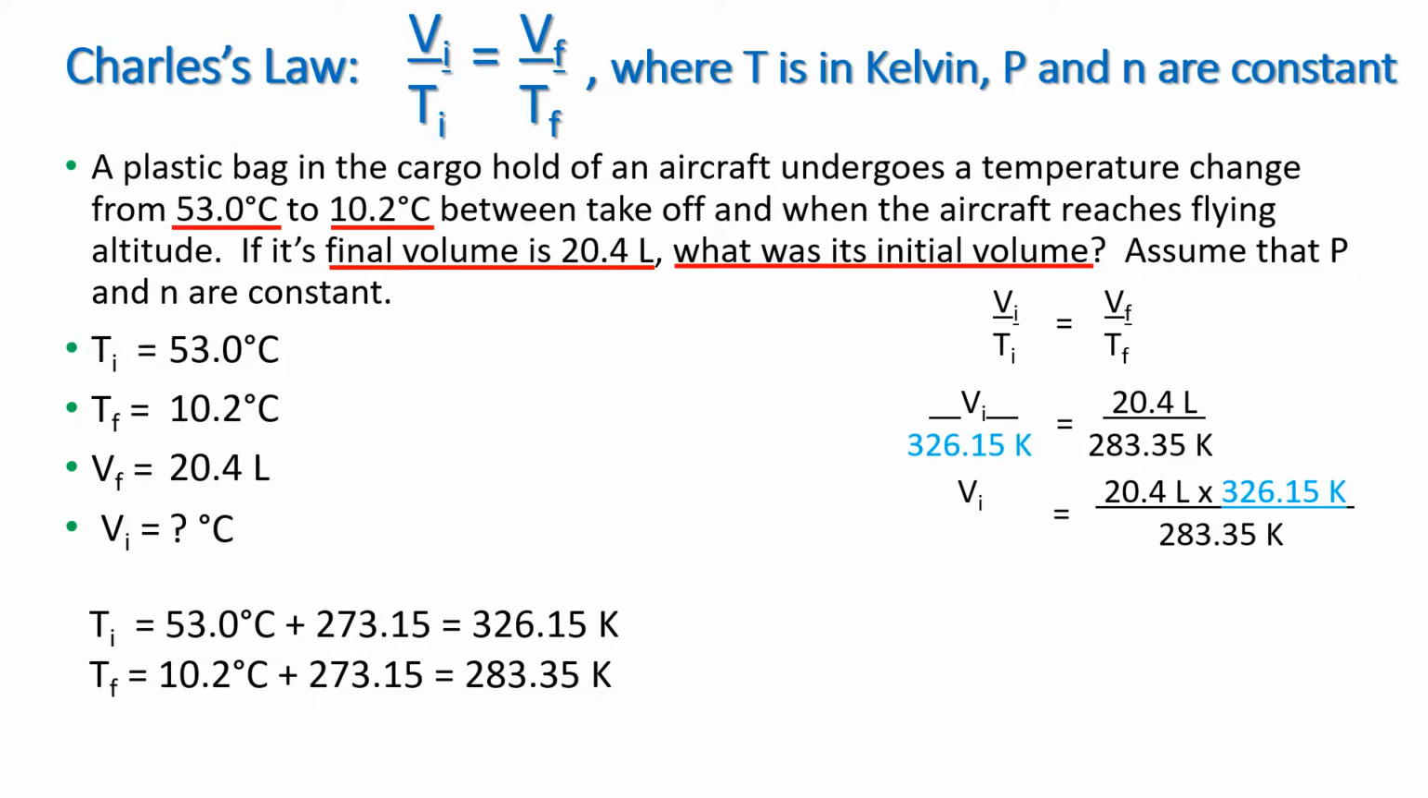Now when I have a problem that's written as a fraction, it's a good idea to check to see if you have any terms that appear in both the denominator and the numerator, because if you do, you can cross those terms out. And in this case, we have the units of Kelvin that appear both in the denominator and the numerator. So we can cross those right out.